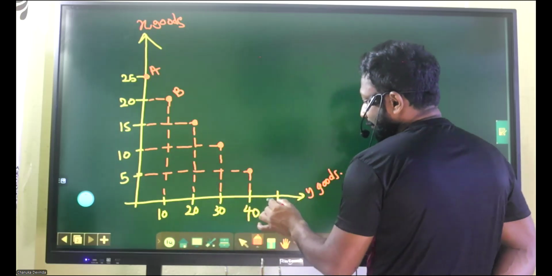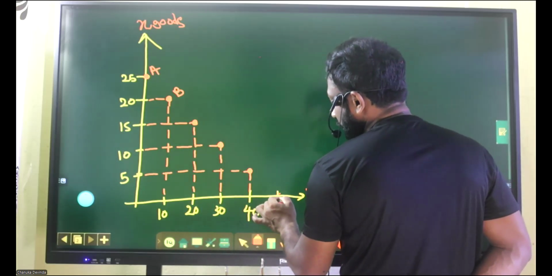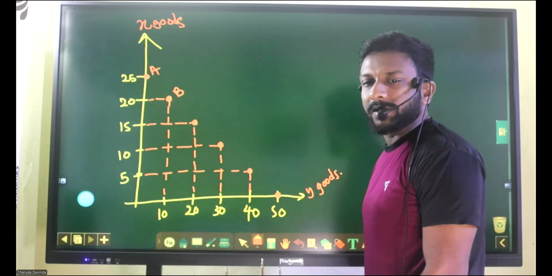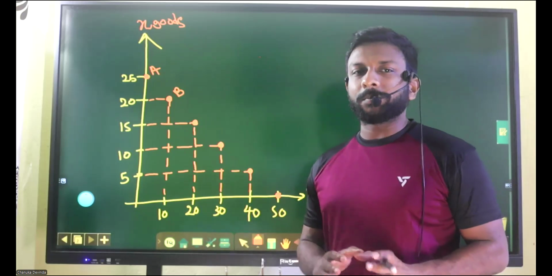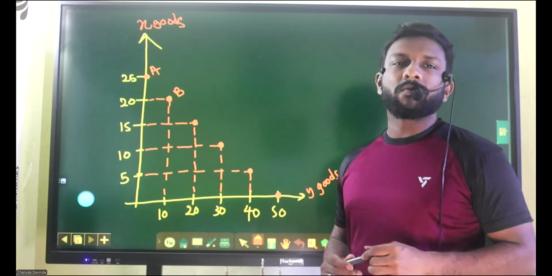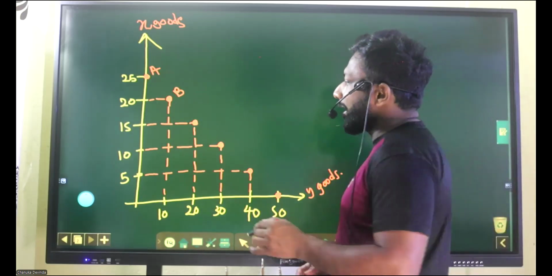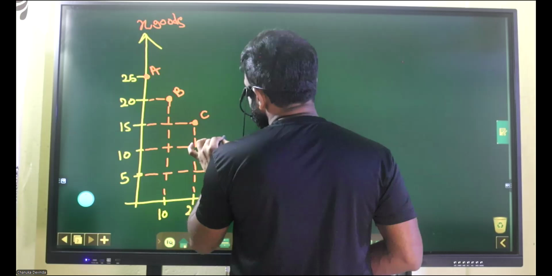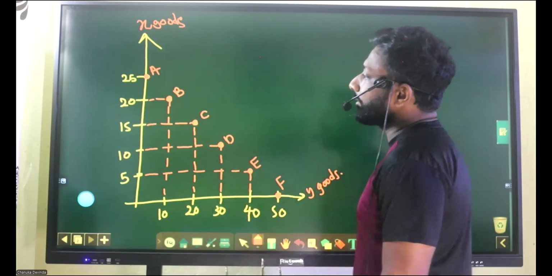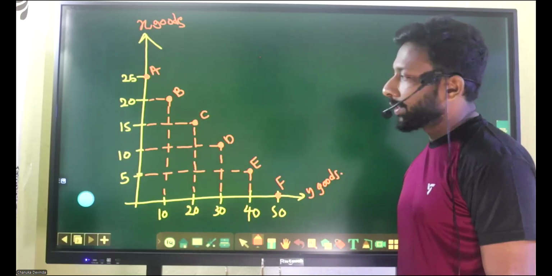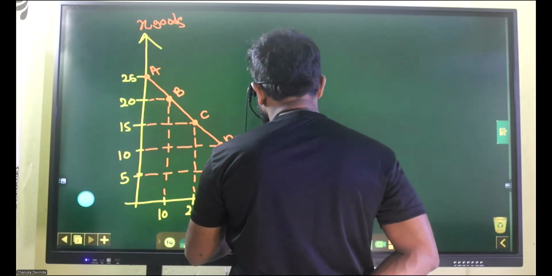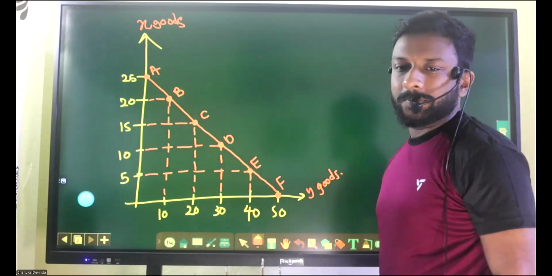And again, at 50 units of Y goods, 0 units of X goods are being produced. That means X is not produced, only good Y is exclusively produced, right? So we can depict the points A, B, C, D, E, F. So here we can draw the PPC like this. So this is the PPC.